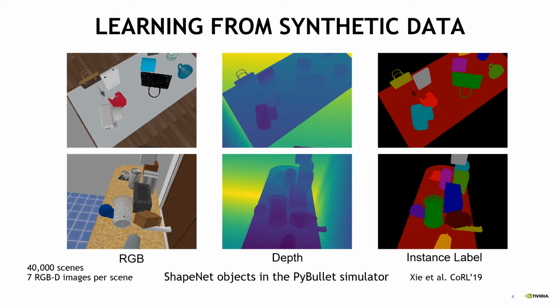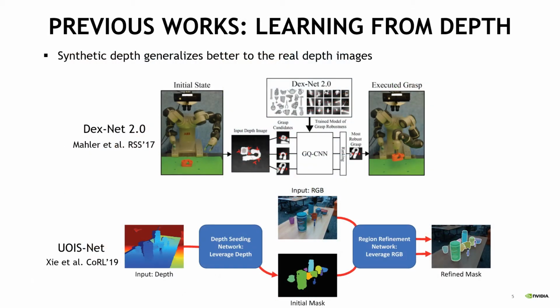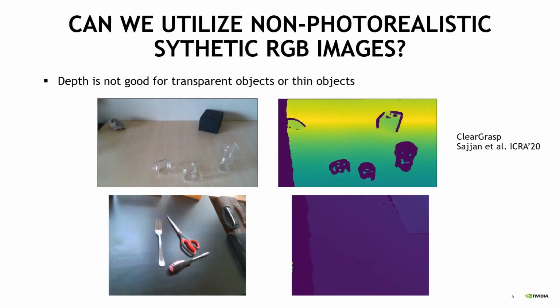For example, we can generate a large number of images using ShapeNet models in a physics simulator, but in this case, we need to deal with the sim-to-real gap. Previous works on learning from synthetic data show that learning from synthetic depths is easier to transfer to the real world. The key question we're addressing here is, can we utilize non-photorealistic synthetic RGB images to learn a useful model that can transfer to the real world for unseen object instance segmentation? Because for certain objects, we cannot obtain good depths for them, such as transparent objects and objects on a table.